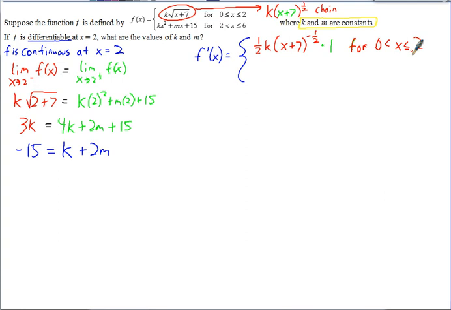And then for the derivative of the second piece, it's a little bit easier. k is a constant, so the 2 just comes out in front, so it's 2kx plus the derivative of mx. So the derivative of 2x would be 2, the derivative of mx is just m. The derivative of 15 is a constant, that's just 0. That applies for 2 is less than x, less than 6. Again, I drop off the equal to sign, since the function just ends at 6, it's not going to be differentiable there.